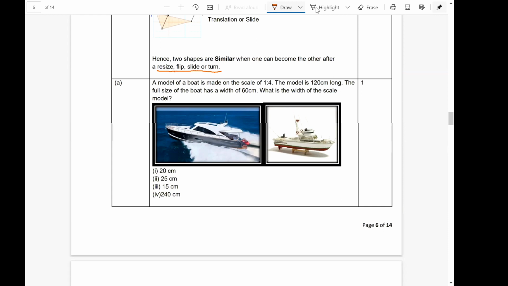A model of a boat is made on the scale 1:4. The model is 120 centimeters long. The full size of the boat has a width of 60 centimeters. What is the width of the scale model? So since the question is to find out the width of the scale model, we are going to compare the width with the scale factor.